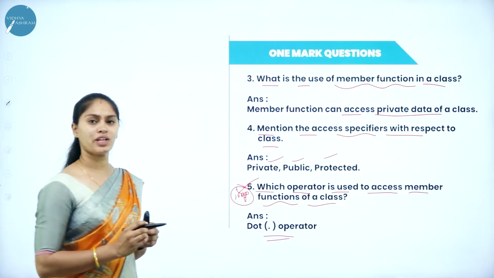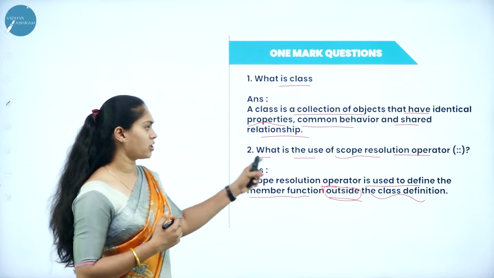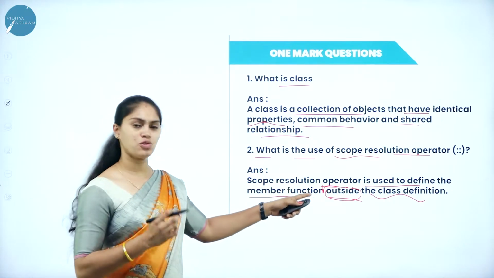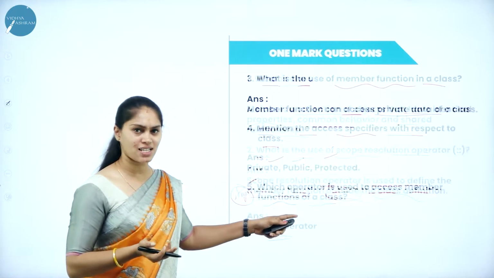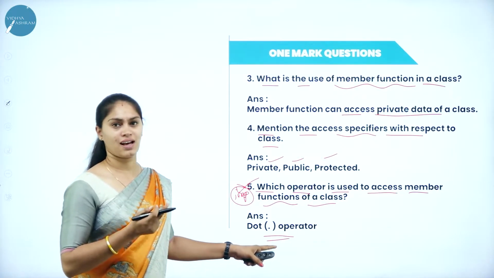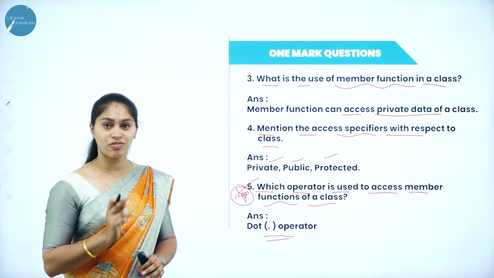They might ask you a question like what is the use of the dot operator as well as what is the use of the scope resolution operator. Scope resolution is used to define the member function outside the class definition, and the dot operator is used to access the members of a class. Those members are nothing but data members or member functions.